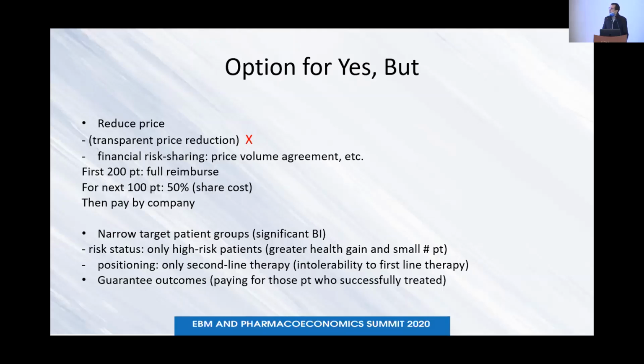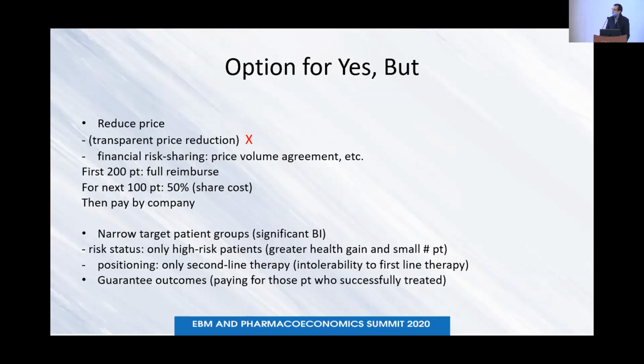The other option is called narrow target patient group, especially for a drug with significant budget impact. This drug can be provided for high-risk people. Why high-risk people? Because here you can justify greater health gain. If you remember, the denominator of the ICER is health gain, and if the denominator becomes larger, the ICER becomes lower. So in high-risk patients, you can justify greater health gain, the ICER will be lower, and it will be cost effective.